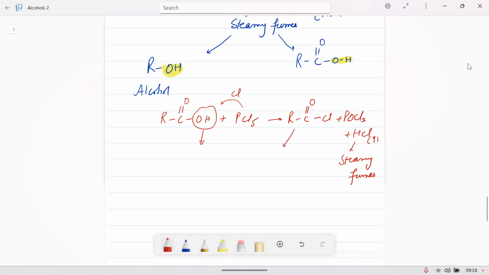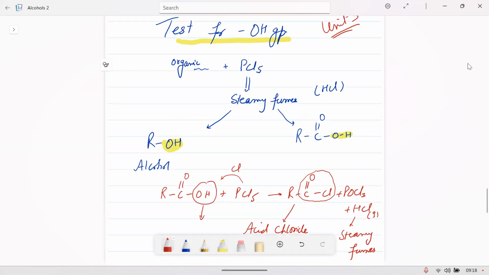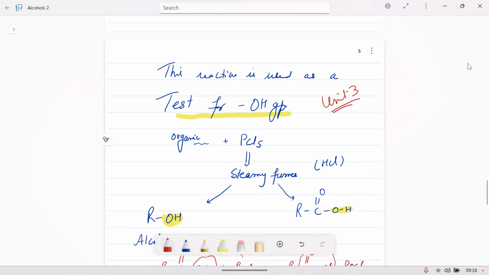This group of compounds which have COCl, you will study about this in A2. These are called acid chlorides, acid chlorides or acyl chloride, anything. So the importance of this reaction is it is used as a test for the OH group. Very important, the PCl5.